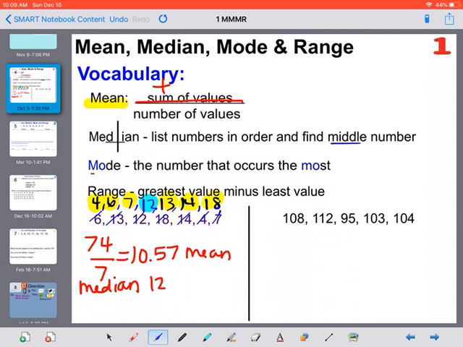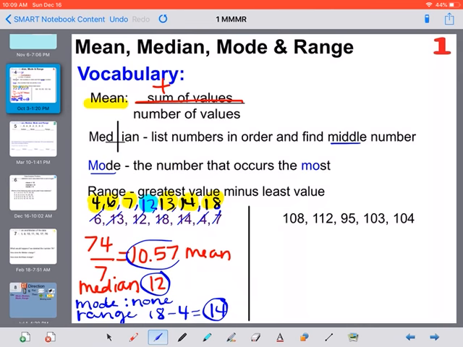The mode, our next vocab word, is the number that occurs the most. We don't have any number that occurs more than once, so our mode would be none. And then last, our range. Our range is the biggest number minus the smallest number, greatest minus the least. So we're going to take 18 and subtract our lowest number 4. That gives us 14. So these numbers are our answers.